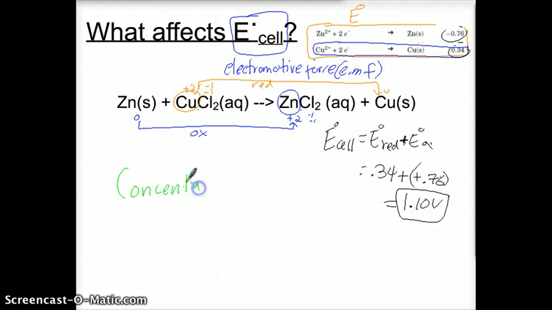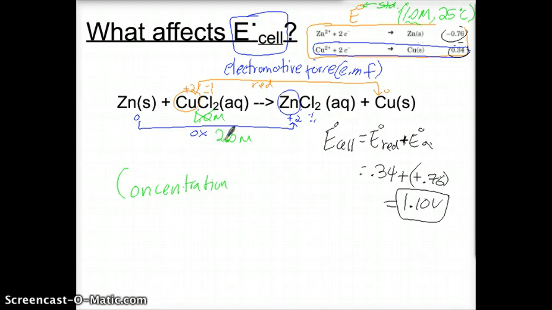So why is this important? Well, remember, standard reduction potentials, the naught up here means standard. That means standard conditions, which for solutions, is 1.0 molar at 25 degrees Celsius. So the easiest thing we could change is this concentration. So for example, let's say instead of using 1.0 molar copper chloride, we use 2.0 molar, twice as concentrated.